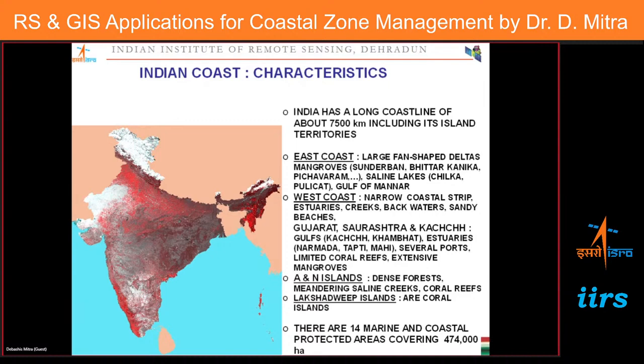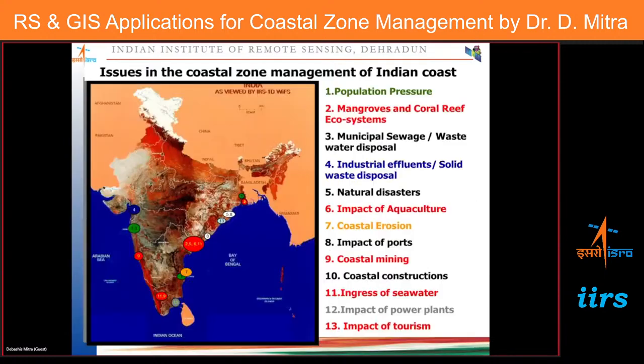Andaman and Nicobar are mainly densely forested, with meandering saline creeks, and the corals are there in the Andaman, mainly fringing reefs and barrier reefs. Lakshadweep is mainly atolls. And above all, we have 14 marine and coastal protected areas covering a good area in hectares. So this is what basically we have when the Indian coast is concerned.